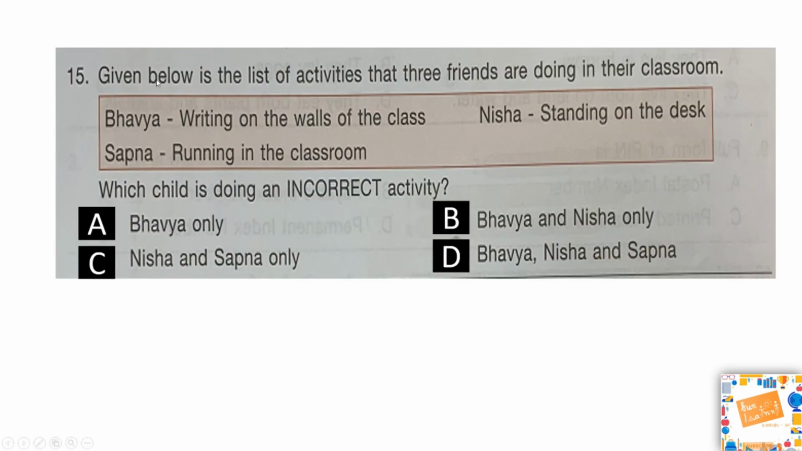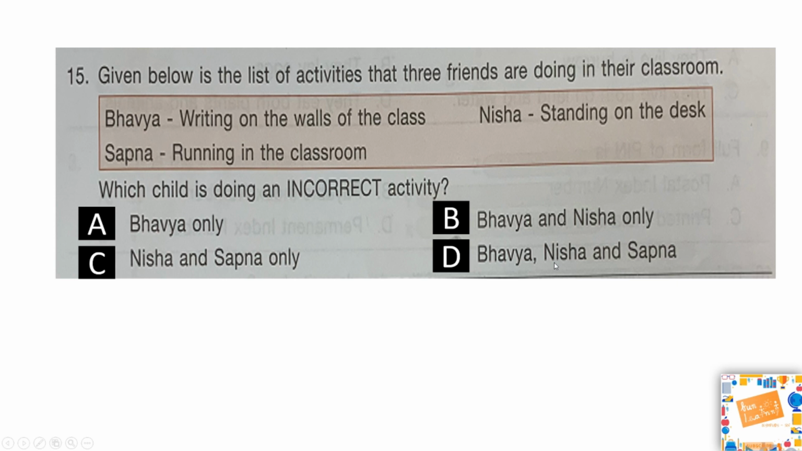Next question. Given below is the list of activities that three friends are doing in their classroom. Bhavya writing on the walls of the class, Nisha standing on the desk, Sapna running in the classroom. Which child is doing an incorrect activity? Is it A, Bhavya only? B, Bhavya and Nisha only? C, Nisha and Sapna only? Or option D, Bhavya, Nisha and Sapna?